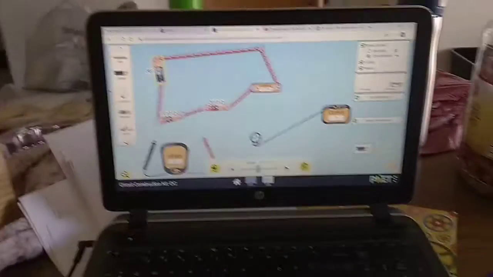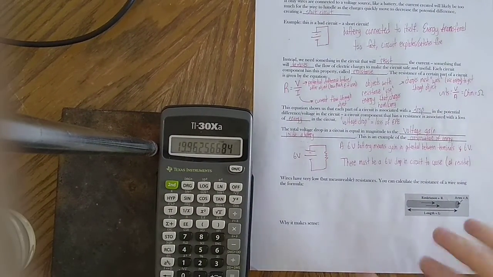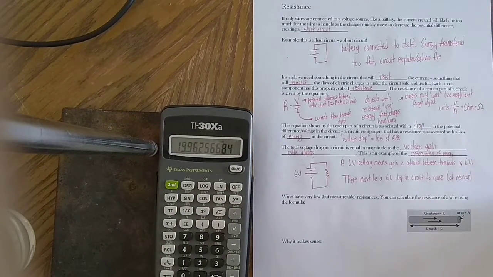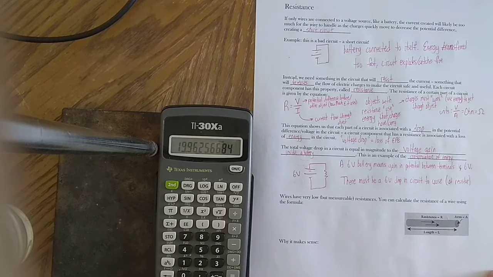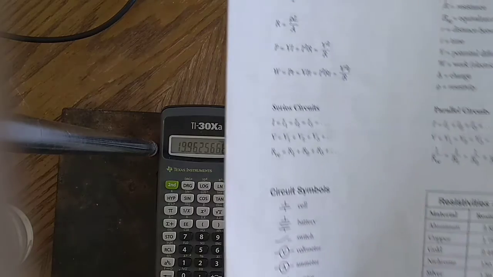So I'm going to put this back. We're going to go back to the notes. And the very last section of notes talks about wire resistivity. Wires, conductors, even though they allow charges to move very easily, do actually have very low but measurable resistances. And you can calculate the resistance of a wire using the following formula.